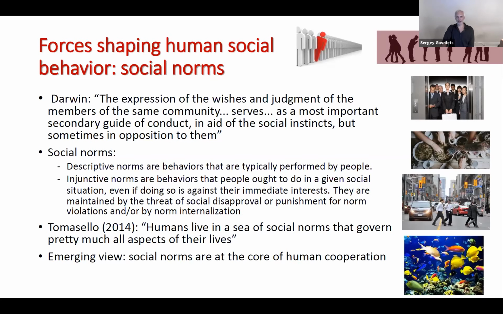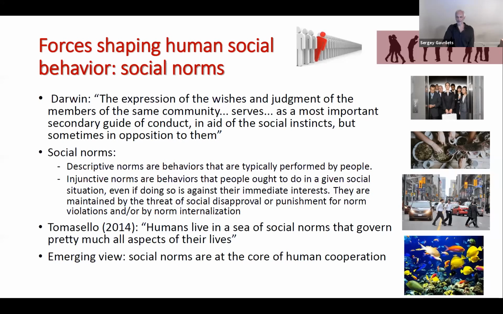Another important new characteristic of humans is social norms. And again, Darwin saw their importance. The expression of the wishes and the judgment of members of the same community serves as the most important secondary guide of conduct, in aid of social instincts, but sometimes in opposition to them. In social sciences, people talk about two different types of social norms. Descriptive norms are just statements about behaviors that are most common, but there are also injunctive norms. And these are behaviors that people ought to do in a given social situation, even if doing so is against their immediate interests. And these injunctive norms are maintained by threats of social disapproval or punishment for norm violation, or by norm internalization.